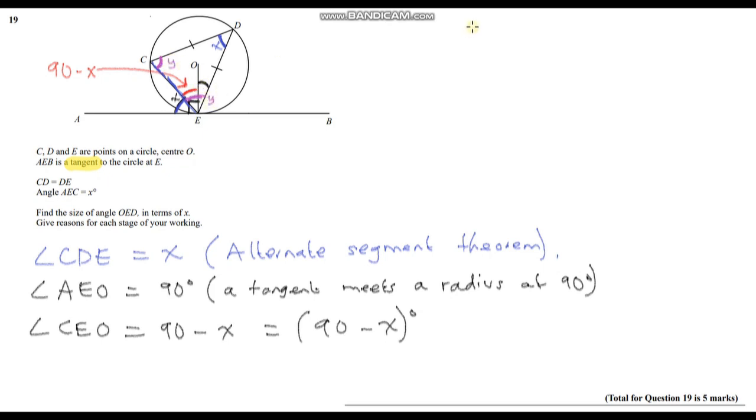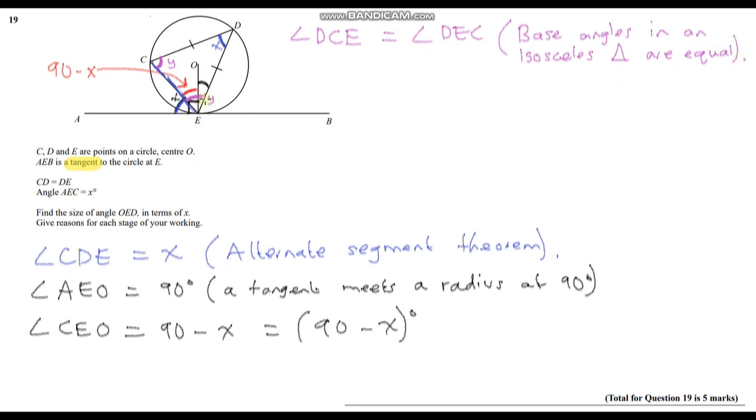Now before we go any further, let's make sure we write down the reason as to why these two angles are the same. So angle DCE is equal to angle DEC, and the reason for that is because this is an isosceles triangle and base angles in an isosceles triangle are equal.